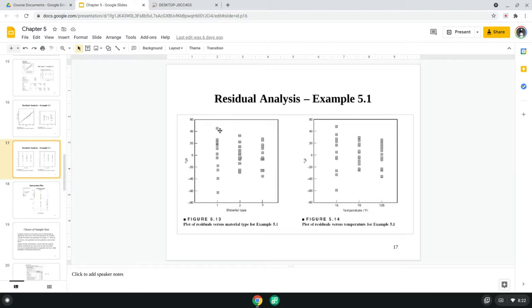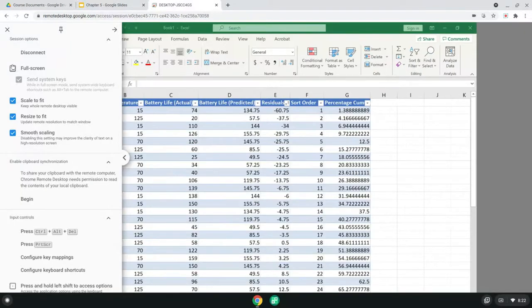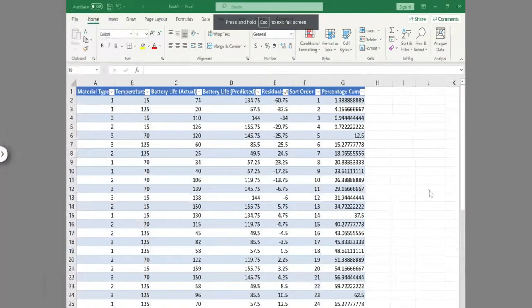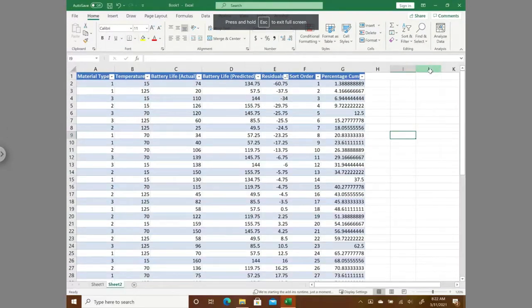And so ideally we don't want to see any pattern, right? But this video is mostly focused on how to make these charts. So let's go ahead and make these charts here. So now let's make that residuals versus predicted chart.